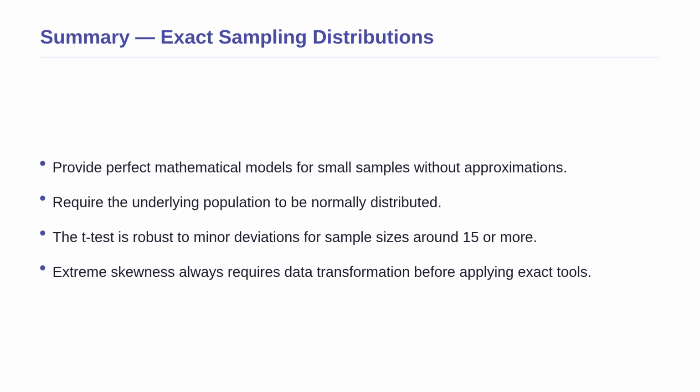We have covered a lot of ground today, so let us review the key takeaways. First, exact sampling distributions provide perfect mathematical models for small samples without relying on rough approximations. Second, they require the underlying population to be normally distributed, utilizing tools like the T, F, and chi-square distributions. Finally, while tests like the t-test are robust to minor deviations, extreme skewness always requires a mathematical transformation before these exact tools can be safely applied. Understanding these rules ensures your statistical conclusions remain perfectly valid, even with very little data.